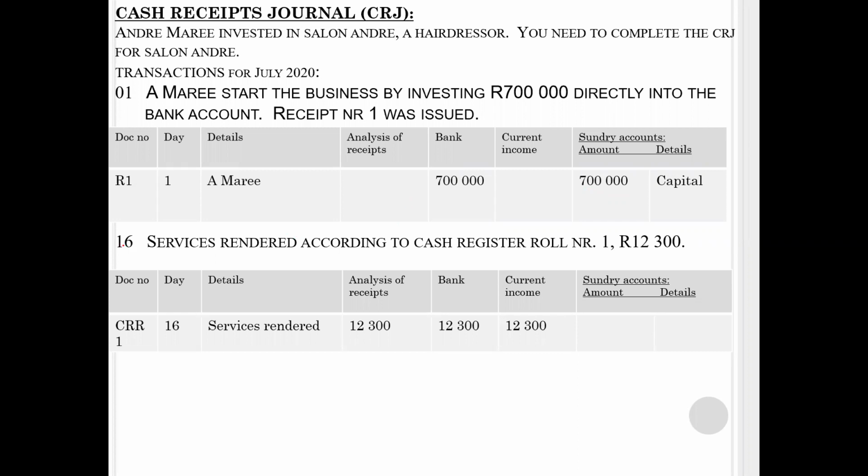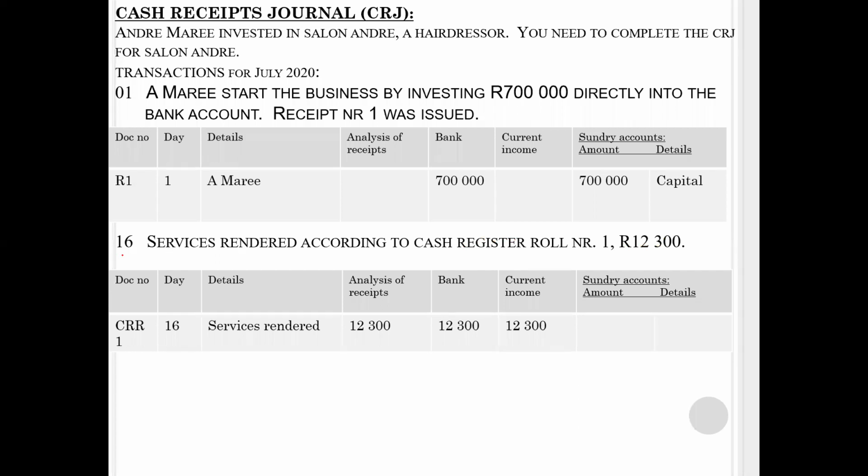Right, another example on the 16th. Services rendered according to the cash register roll number 1, 12,300 Rand. Let's see first what details we have in the transaction. We've got the date, the 16th. There's no name, but we can see it's for services rendered. We've got the source document, cash register roll number 1, and we've got the amount, 12,300 Rand.